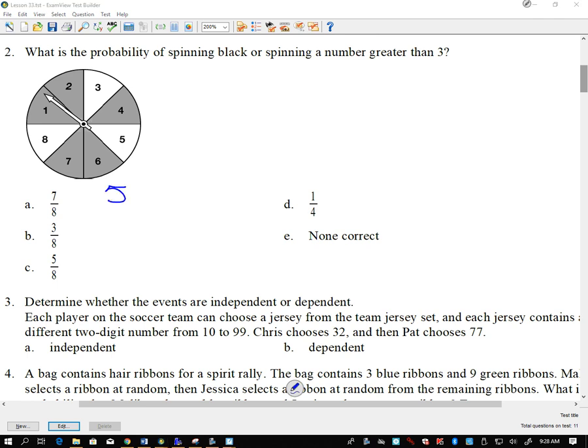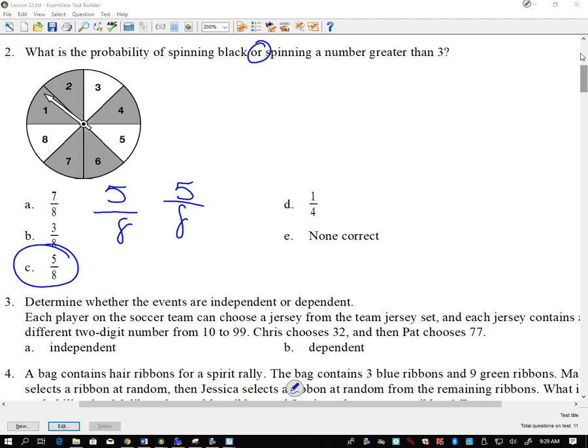5 over 8. Okay. What's the probability of spinning a number greater than 3? Can that include 3? No. So I have to look at 4, 5, 6, 7, and 8. How many of those are there? 1, 2, 3, 4, 5, out of how many? 8. Notice that it says or. It didn't say and. If it had said and, we would have had to multiply those 2 things. So what we should get here is 5 eighths.